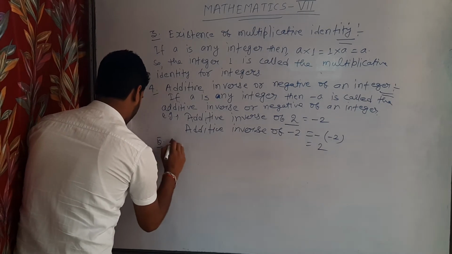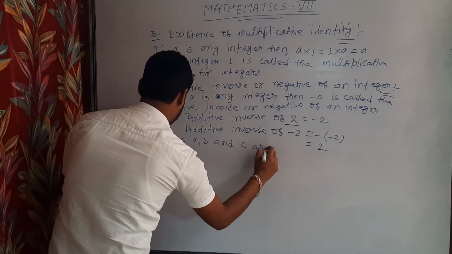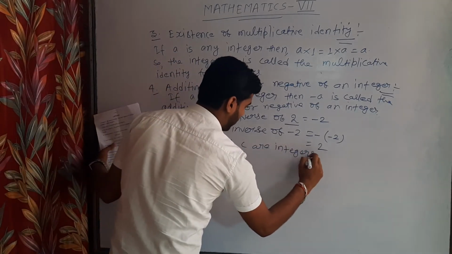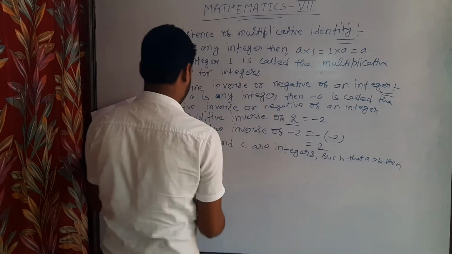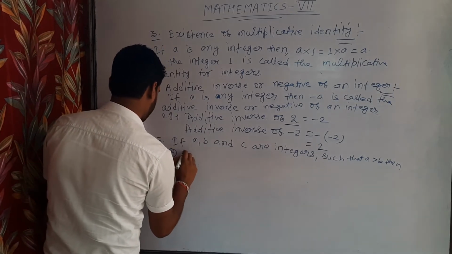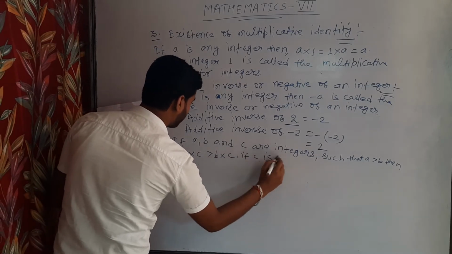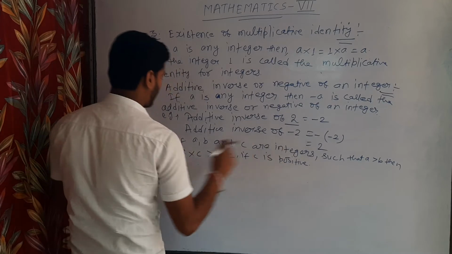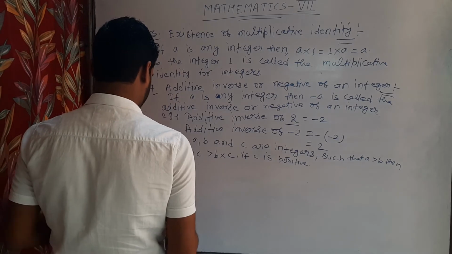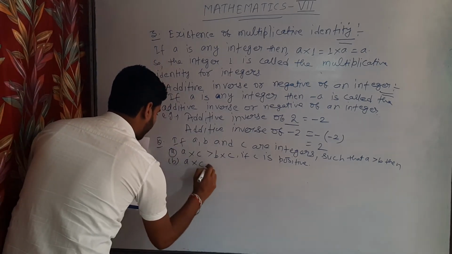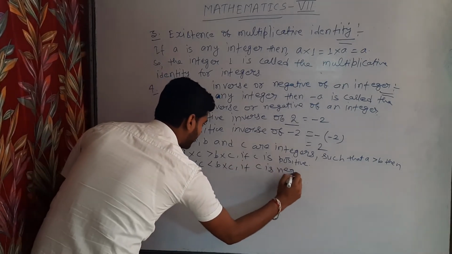Find, if a, b and c are integers such that a is greater than b, then first, a multiplied by c is also greater than b multiplied by c if c is positive. A multiplied by c is less than b multiplied by c if c is negative.